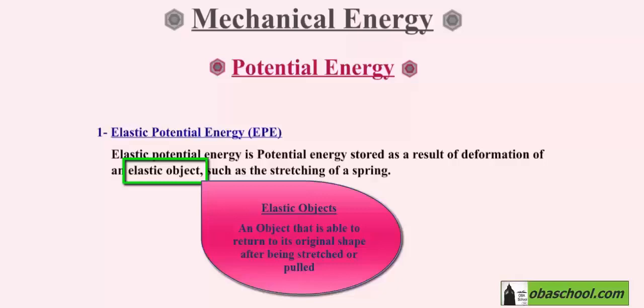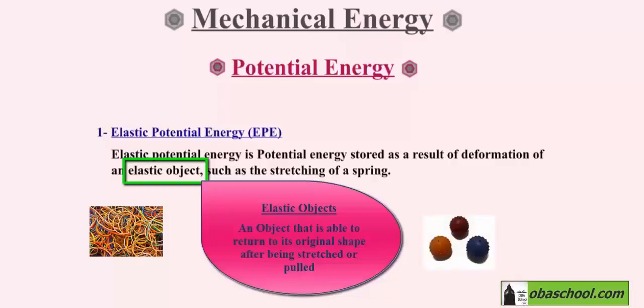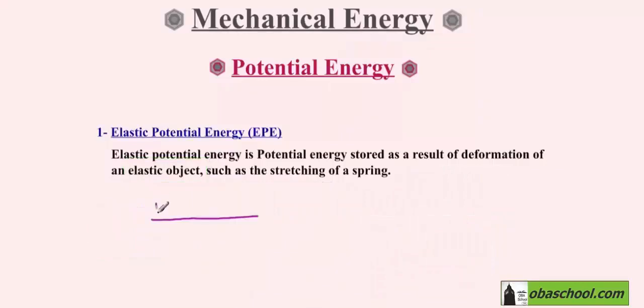Examples of elastic objects are rubber bands, rubber balls, or, as we said, a spring. So, by taking an example of a spring that is fixed from one side and left without being touched, there will be no forces acting on it.